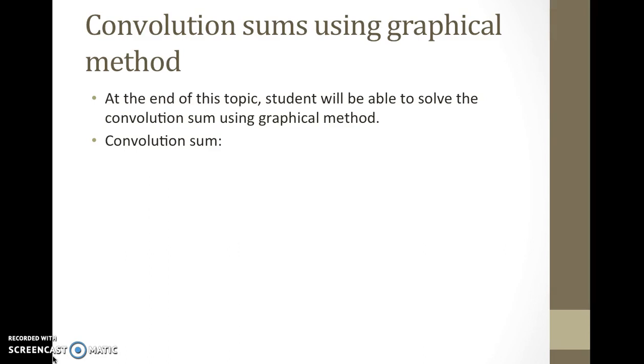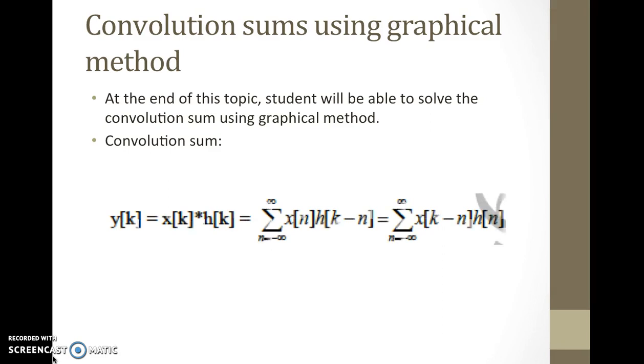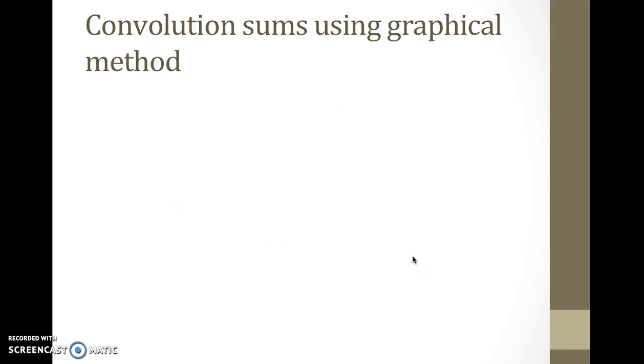So convolution sum, the formula, let's recap. y[k] equals h[k] convolution with x[k], equivalent to the summation from n equals minus infinity to infinity of x[n] h[k minus n], which equals the summation of n from minus infinity to infinity of x[k minus n] multiplied with h[n]. Okay, for this lesson, let's look at one example.